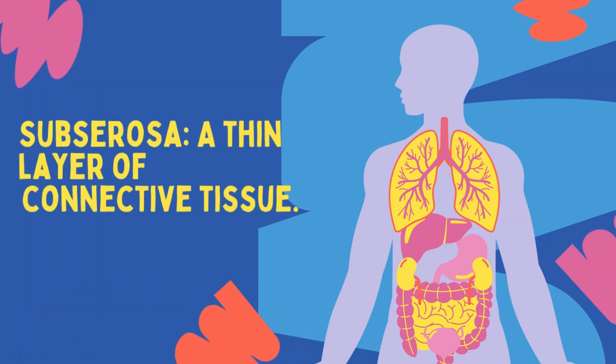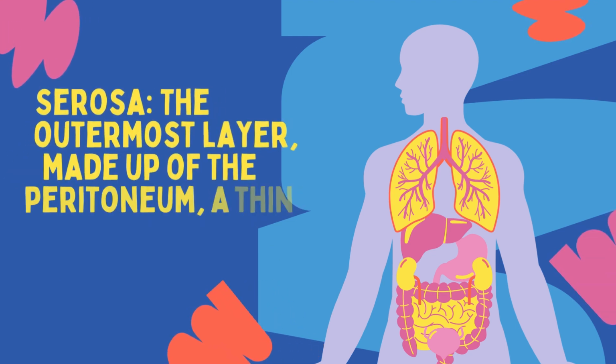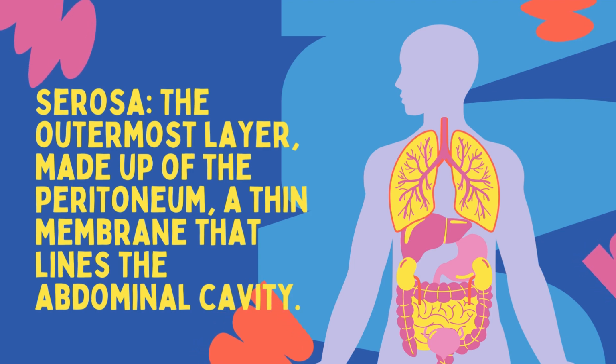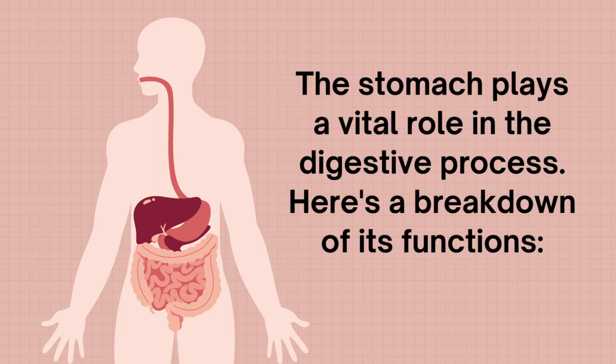Subserosa. A thin layer of connective tissue. Serosa. The outermost layer made up of the peritoneum, a thin membrane that lines the abdominal cavity. Function of the stomach. The stomach plays a vital role in the digestive process. Here's a breakdown of its functions.